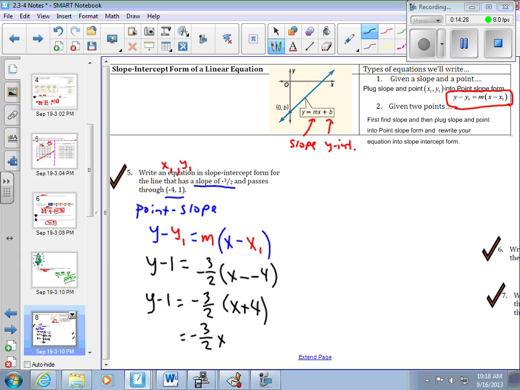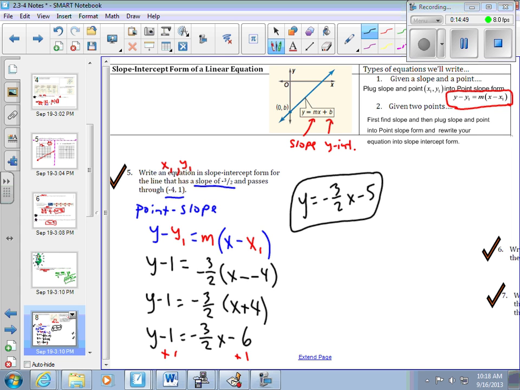-3/2 times x is that. -3/2 times 4 is going to give us -6. Finally, add 1 to both sides, and we'll have our equation. And our equation for this one would turn out to be y equals -3/2 x minus 5. We'll try some more of those in class tomorrow.